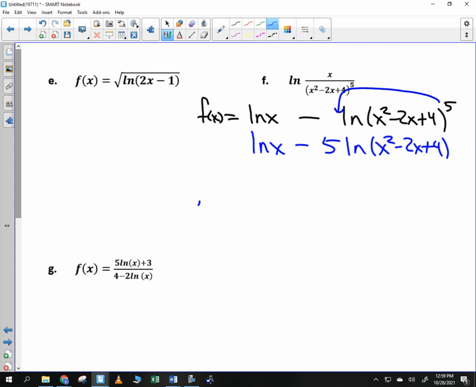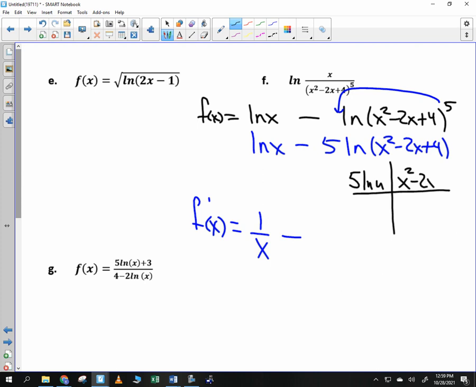So now let's take the derivative. Derivative of natural log of x. And then what will I use to find that derivative? The chain rule. Let's set that guy up. What's on the outside? 5 natural log of u. Good. What's on the inside? Good job. What's the derivative of 5 natural log of u? 5 over u. Good. And what's the derivative of x squared minus 2x plus 4?